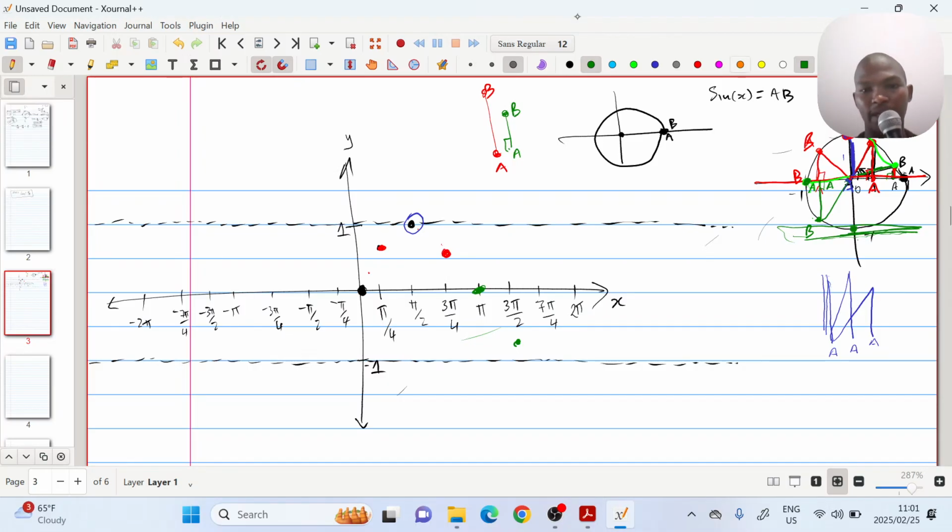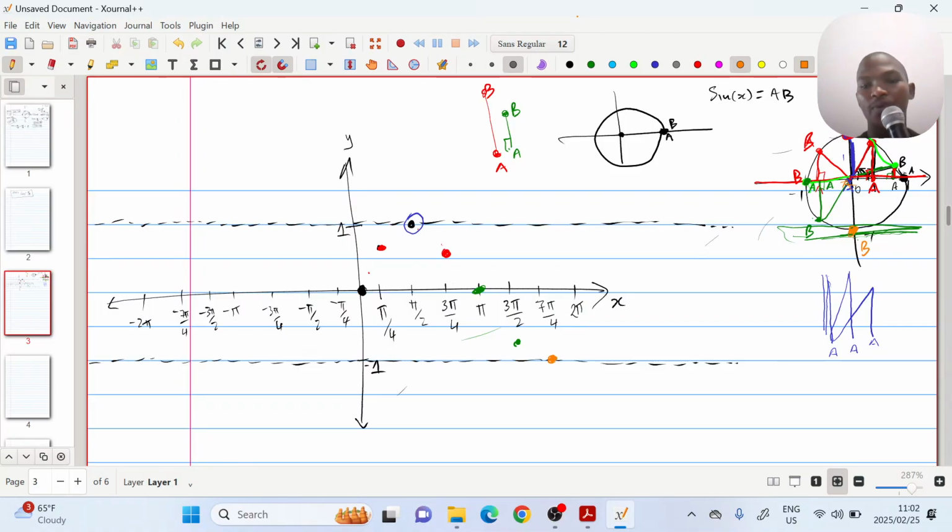Let me choose a different color. So you have a B there. Where will our A be? Okay, what is the height between A and B now? It's going to be, because our A is at the origin, here we're going to have -1.